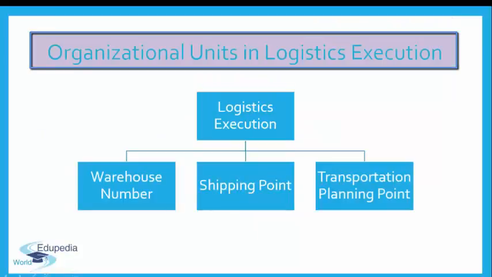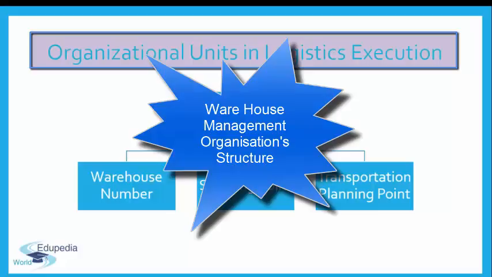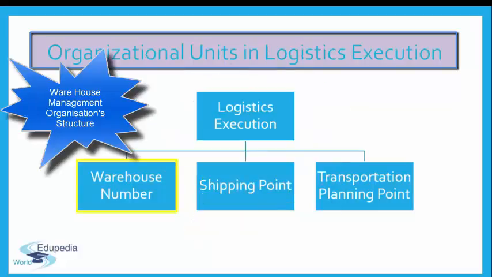So to begin with in this lecture, we are going to look at the organizational structure for warehouse management. And in our previous session, we did look at the logistics execution organizational units, which were namely the warehouse number, the shipping point, and the transportation planning point, all these distinct organizational units that serve different purposes. But in this session, we're going to go in depth and look at the warehouse management organization structure, which has the warehouse number as the highest organizational unit. So this is sort of an expansion from the logistics execution organization structure. We had the warehouse number as one of those units.